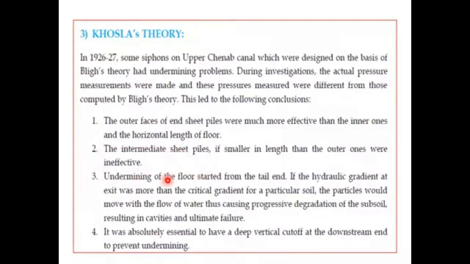The undermining of the floor started from the tail end. If the hydraulic gradient at the exit is more than the critical gradient for a particular soil, then the particles would move with the flow of water, causing a progressive degradation of the subsoil, resulting in cavities and ultimate failure. So piping occurs. Therefore, it was absolutely essential to have a very deep vertical cutoff at the downstream end to prevent undermining.